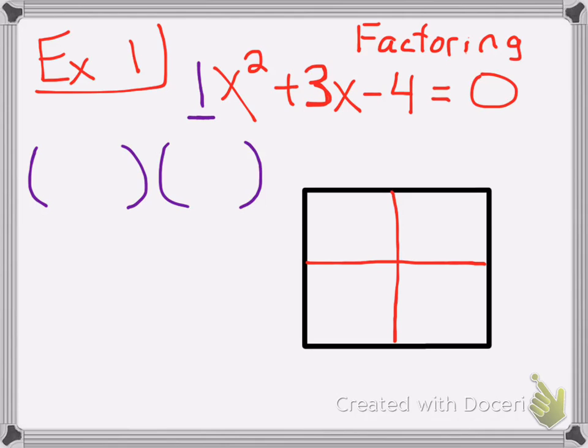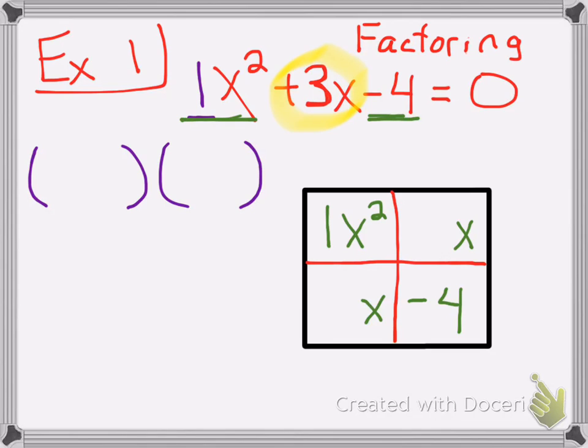The first thing we're going to do is take our first term. We'll underline it in green. I'm going to put it in the top right box. Take the last term, minus 4. We're going to put it in the bottom right box. Now, since we have a middle term, I'm going to barely highlight here. I'm going to put x here and x here.